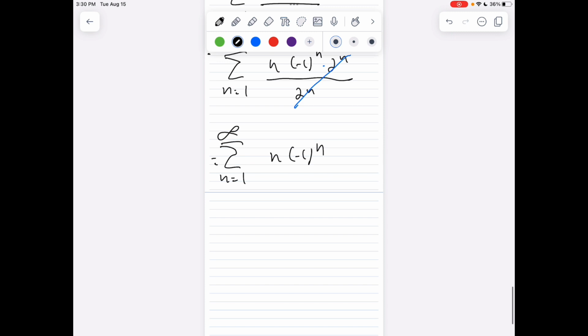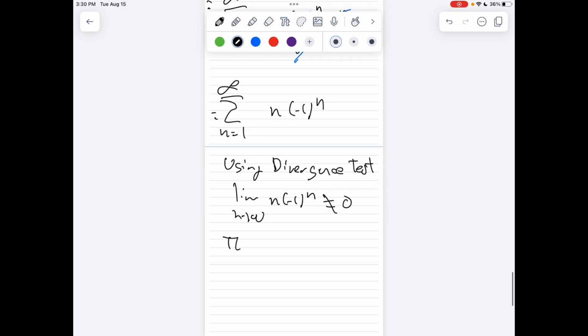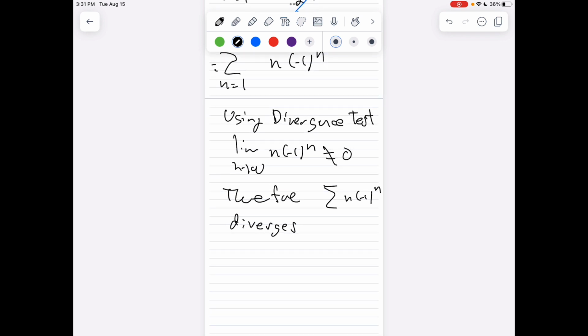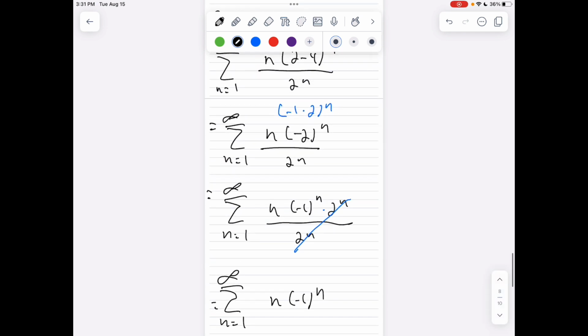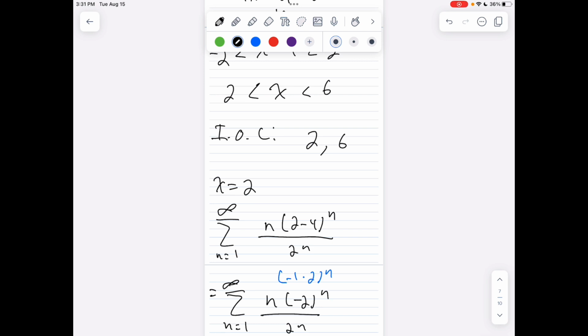So if you look at this, for example, you can use the divergence test. And that would mean you take the limit as n goes to infinity of this, and this will not equal 0. Therefore, that series, n times minus 1 to the n, diverges. It will not include the starter, the infinity there, well, 1 to infinity. That's all right, just to save time. And therefore, when I'm looking at my interval of convergence, I am not going to include 2 because your series diverges there.